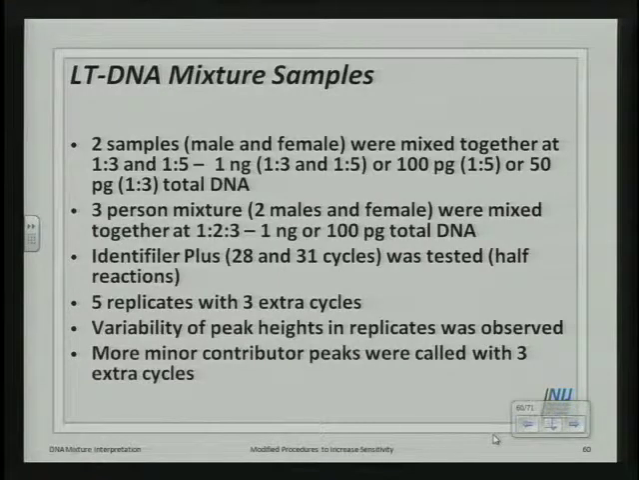She also did a 3-person mixture with 2 males and a female mixed together in a 1:2:3 ratio using 1 nanogram or 100 picograms. So we looked at Identifiler Plus, normal, 28 cycles, and 31 cycles. We do half reactions in our lab. Did 5 replicates, and then using 3 extra cycles. And so we looked at the minor contributors that were called with the 3 extra cycles.